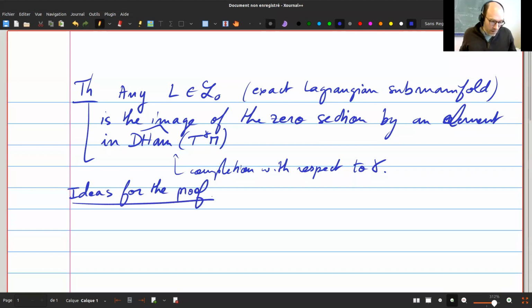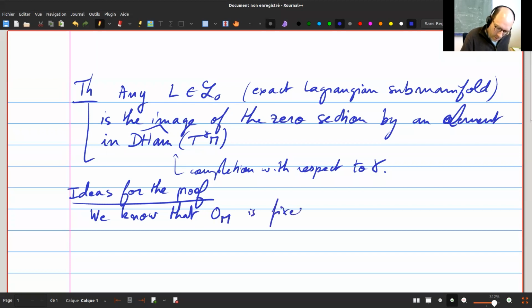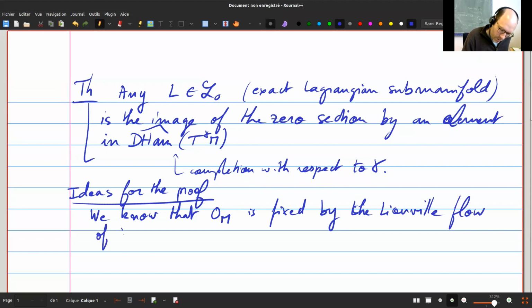Okay. So we know that the zero section is fixed by the Liouville flow of lambda, which is p dq. Remember, this Liouville flow was this radial flow that was converging to the zero section.